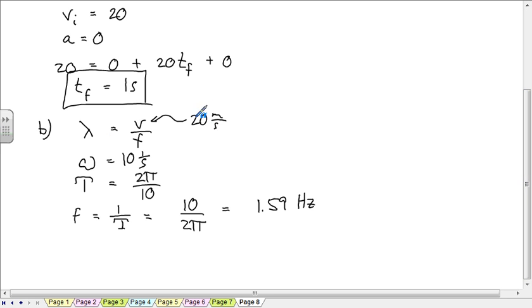And now plug 20 meters per second and 1.59 into this formula, and you get a wavelength of 20 over 1.59, which is 12.58 meters.